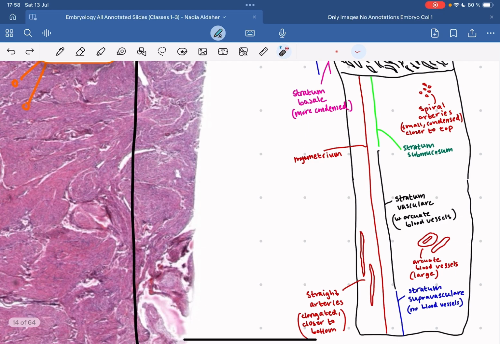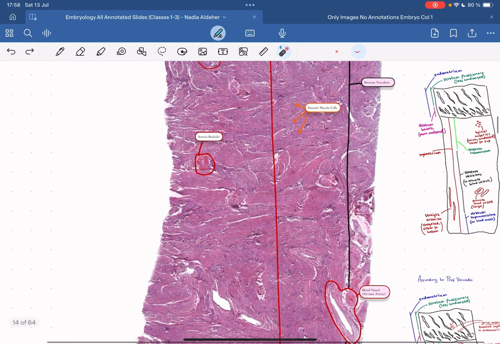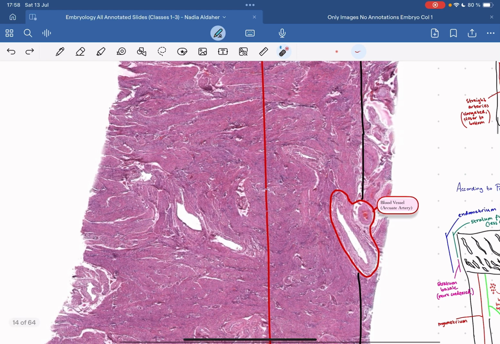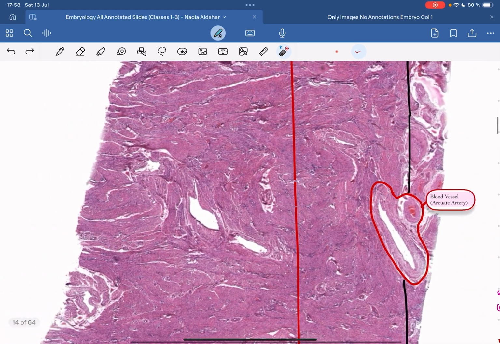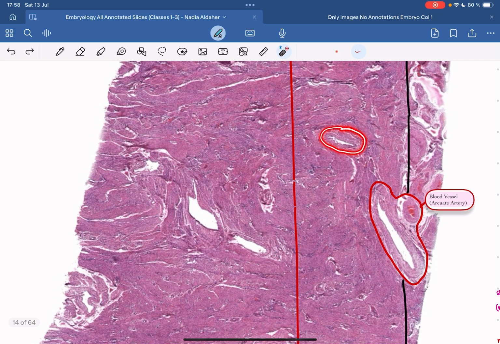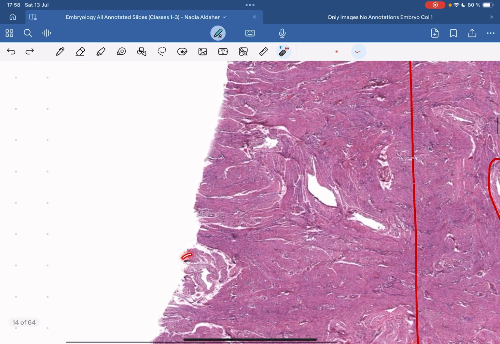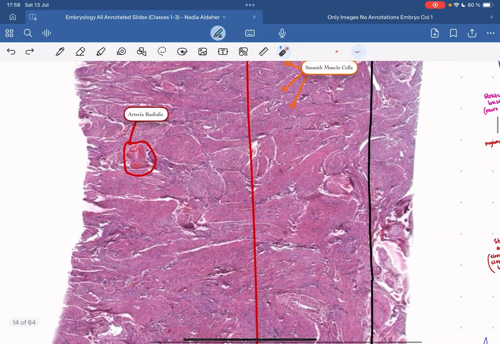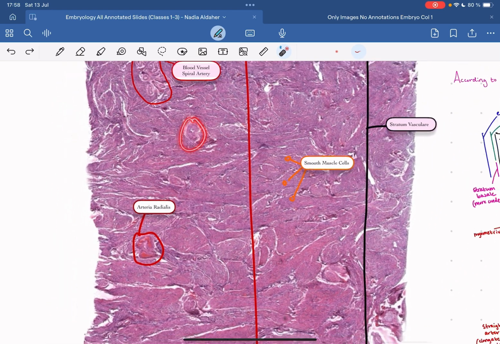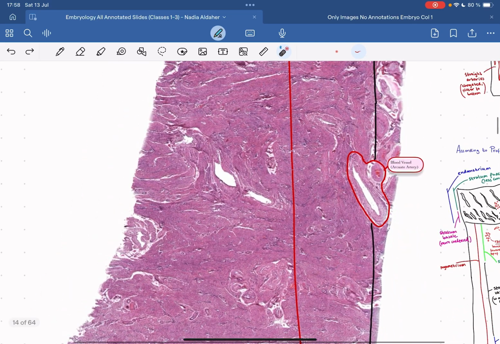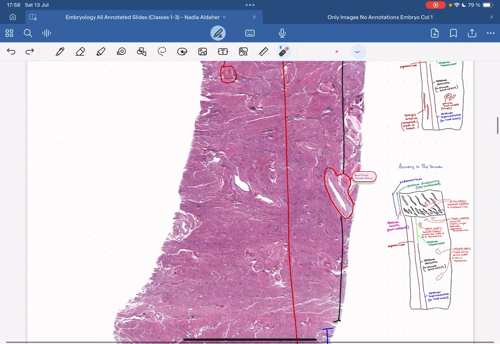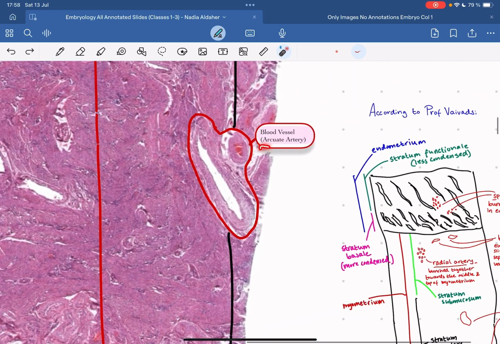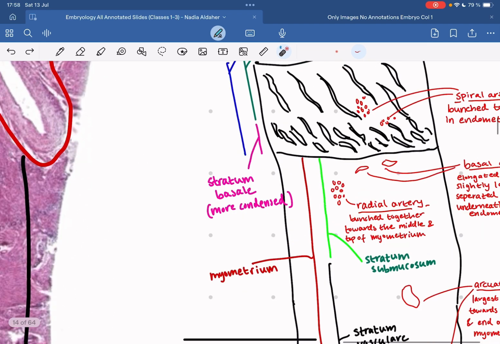The other 2 are the arcuate arteries, which are the very big and obnoxious arteries within the myometrium. They appear like so. This could be an arcuate artery. This could also be an arcuate artery. It doesn't have to be this gigantic. This is a perfect example of an arcuate artery. This could also be one, maybe this as well. So again, very big arteries with very thick walls. Perfect example of the arcuate arteries and the easiest ones to find.